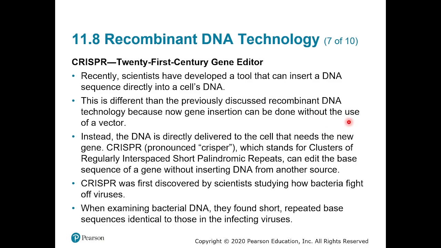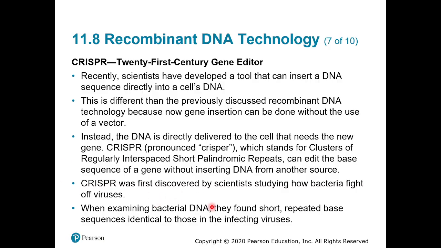This is actually different than the previously discussed recombinant DNA because now the gene insertion can be done without the use of a vector. And the vectors are very difficult to do because these DNA fragments are not small, right? It's very difficult to get them where they need to be, especially in something like a human that has a nucleus, okay? And so instead, the DNA is going to be directly delivered to the cell that needs the new gene. This is actually the CRISPR portion of this, which stands for clusters of regularly interspaced, short, palindromic repeats. This can actually edit the base sequence of a gene without inserting DNA from another source.